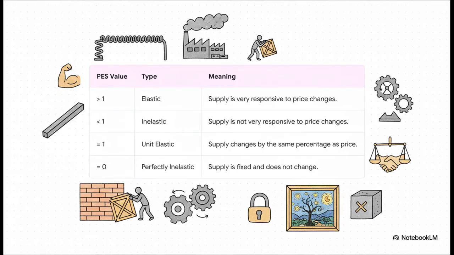This is where it gets really interesting, because that number tells a story. If the PES score is greater than 1, we call the supply elastic. Think of a rubber band. It's super responsive and can stretch easily. If it's less than 1, it's inelastic. Think of a steel rod. Supply is rigid, doesn't really budge. A score of exactly 1 means it's unit elastic, a perfect one-to-one change. And if it's 0, that's perfectly inelastic. The supply is completely fixed, like the number of original paintings by Van Gogh in the world.